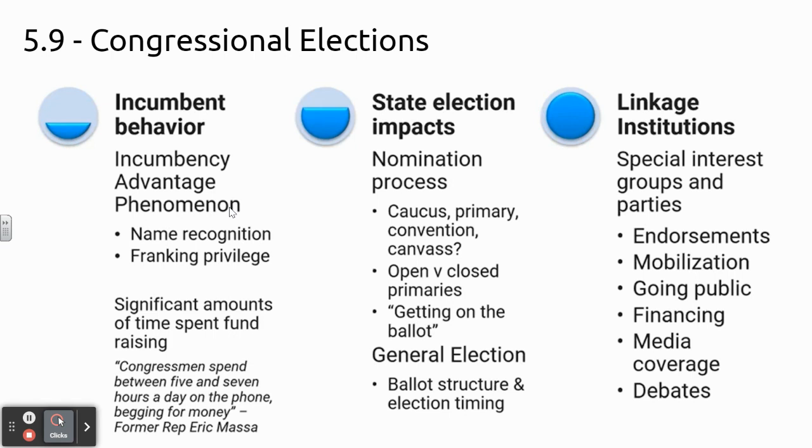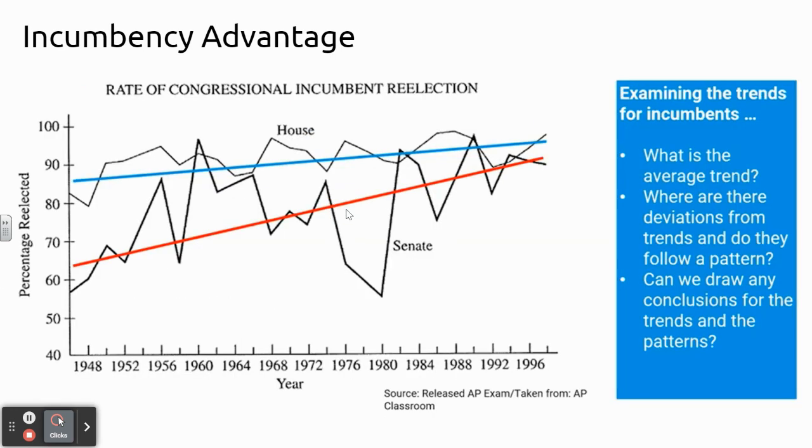So, all right. We want to step back, and I want to show you this chart here to talk about incumbency advantage. When you look at this, that red line and blue line are kind of those averages. This is an old graph from an old AP exam. Those of you reading the source, it comes right out of the classroom.